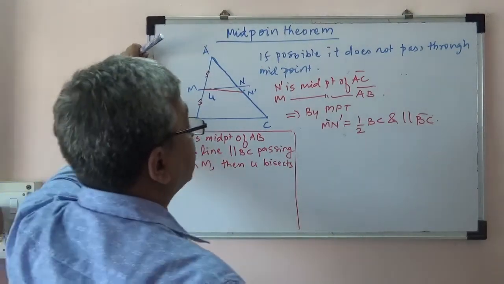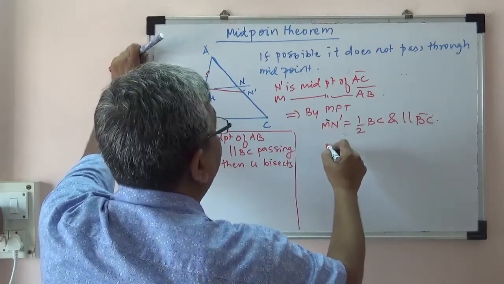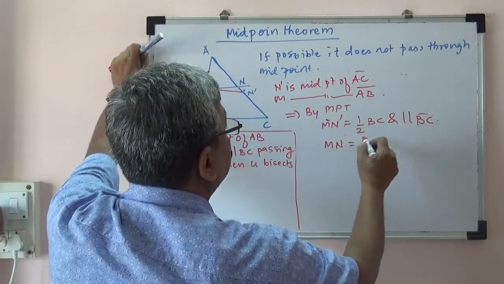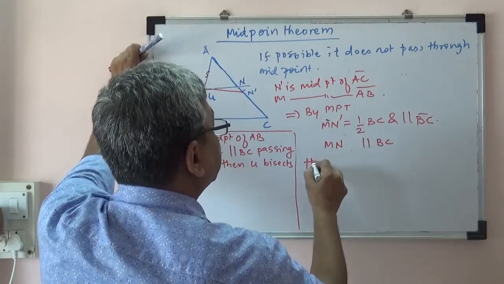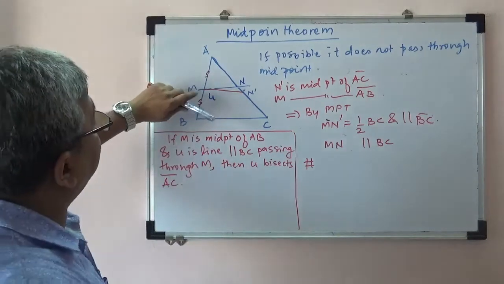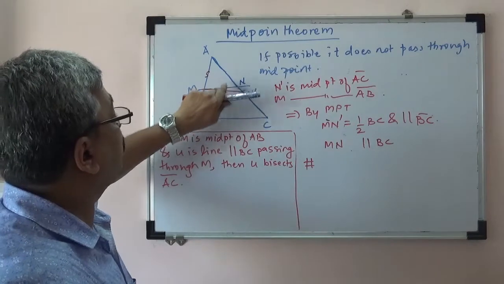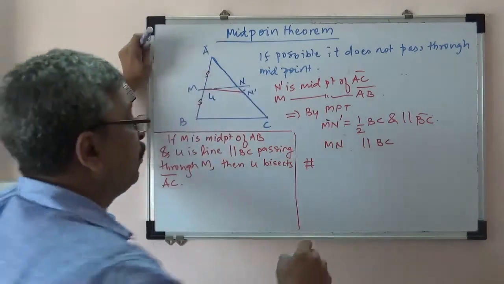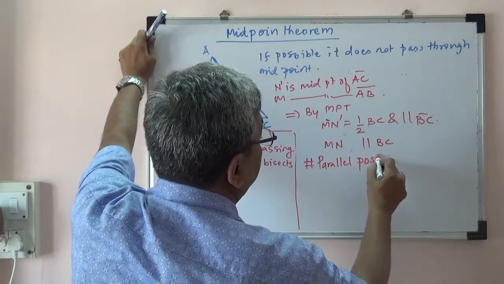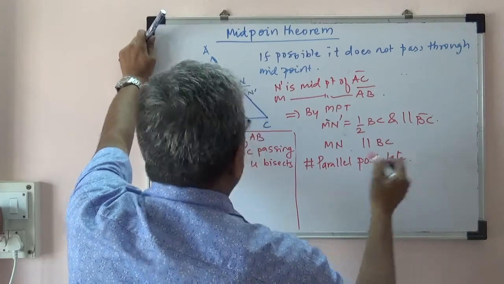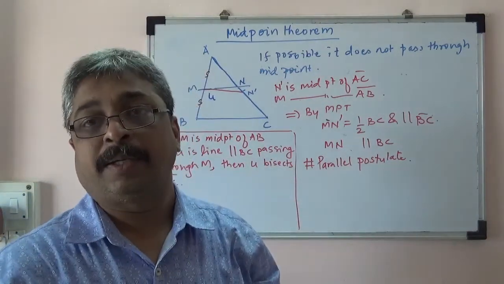But it is given that MN dash is parallel to BC and it is given that MN is also parallel to BC. Again, contradiction 2. There exists M which is not on BC and there are two parallel lines passing through M. Contradiction 2, the parallel postulate. And hence it cannot happen. Therefore, line U will bisect AC.